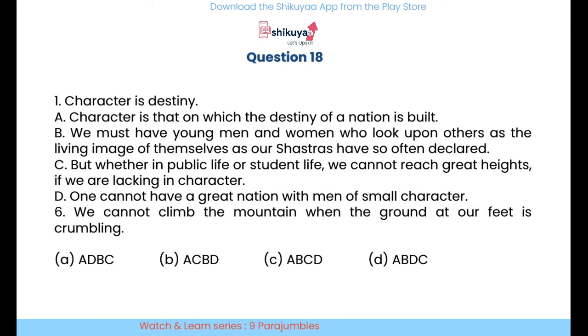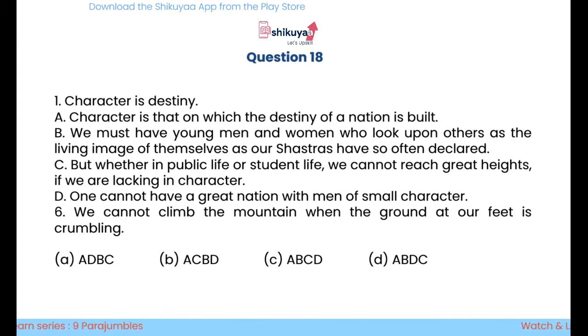One cannot have a great nation with men of small character. Yeah, we must have young men and women who look upon others as the living image of themselves, as our Shastras have so often declared. But whether in public life. So B and C cannot be a pair. So definitely D and C are going to be. D and C can be a logical sequence or not.